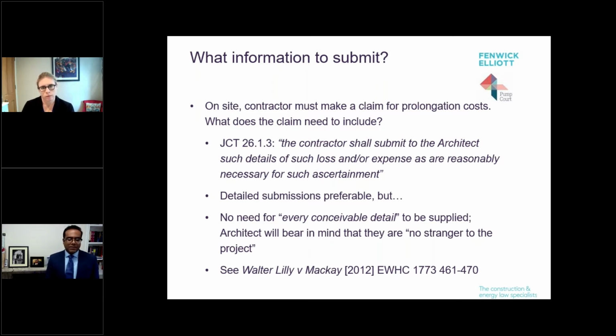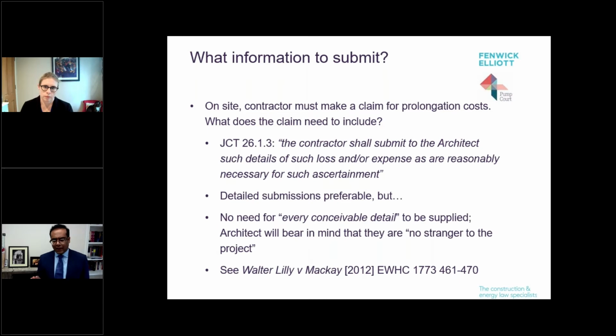Now, something that I see often, if I may say, on non-UK projects, is that there are clever wheezes for the less than independent engineer or architect in order to refuse to assess a prolongation cost claim because they say that insufficient information has been provided. And this is sometimes a slightly underhand way of just kicking out a contractor's claim.